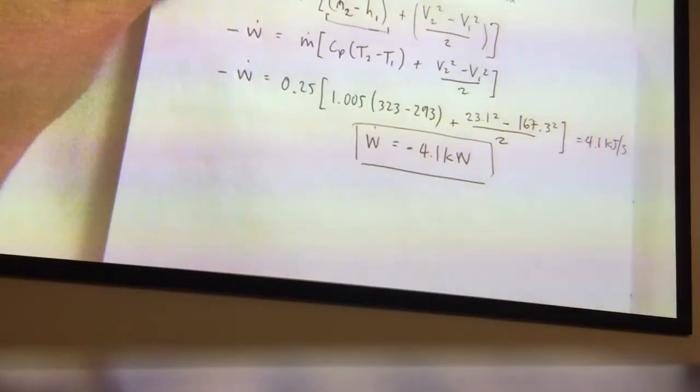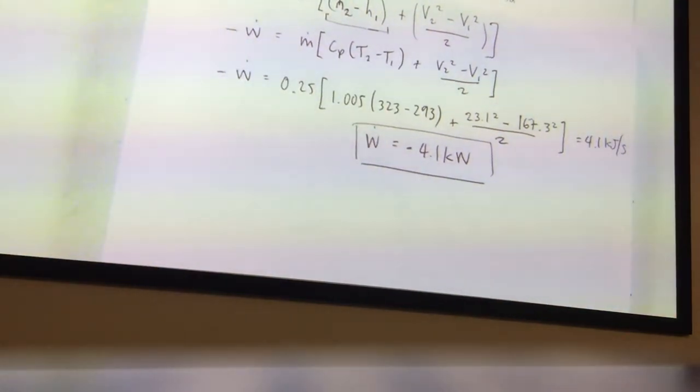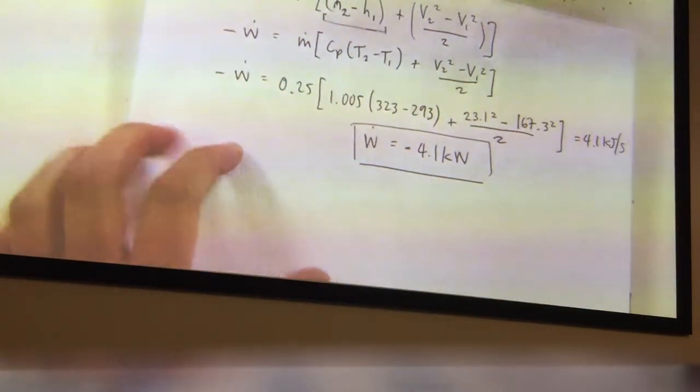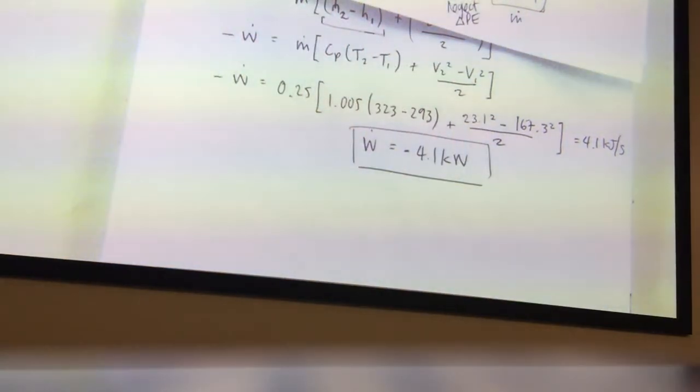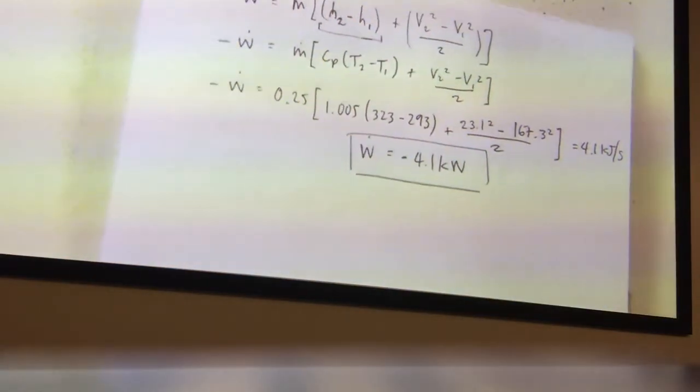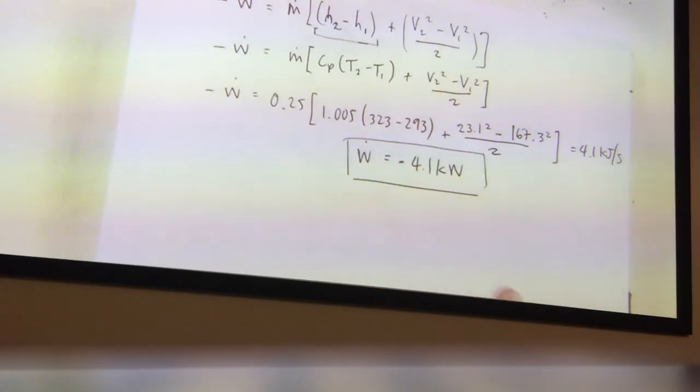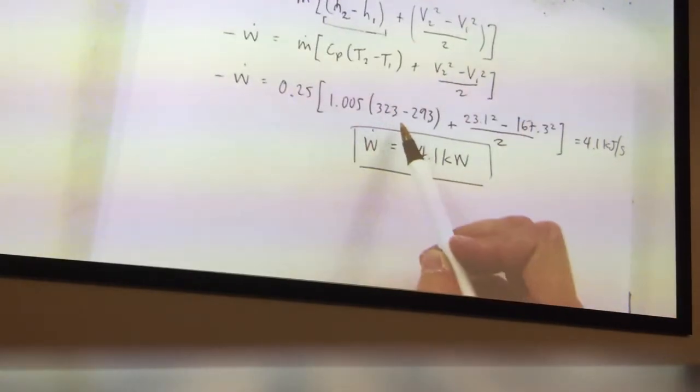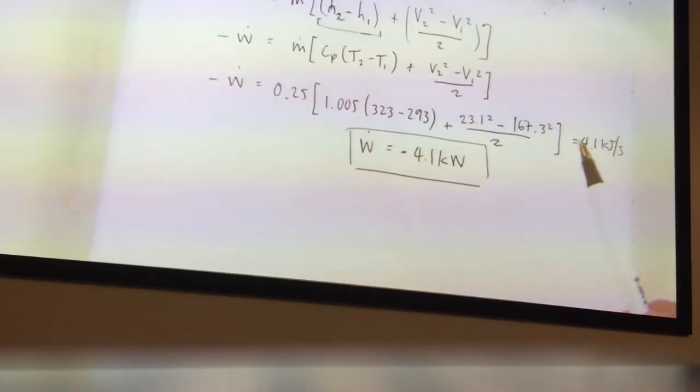The negative convention, because wouldn't we be getting work out of the system, so wouldn't that be positive? The system is losing work. I think you put one too many minuses. It's like 323. That part should be positive.